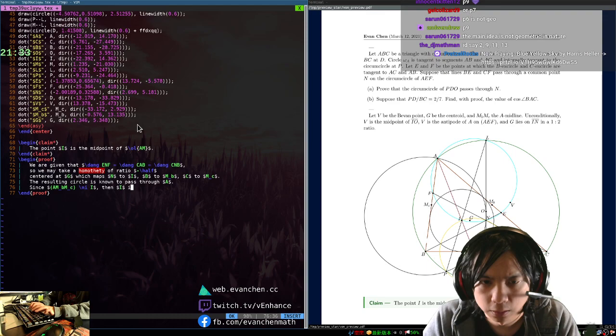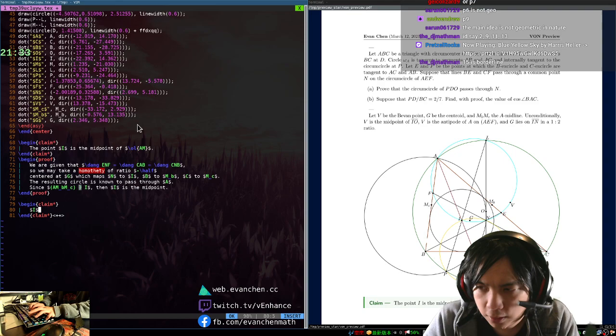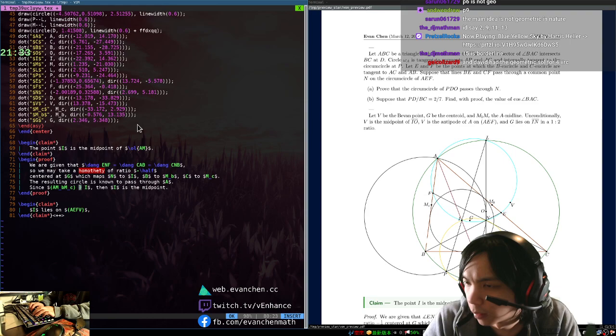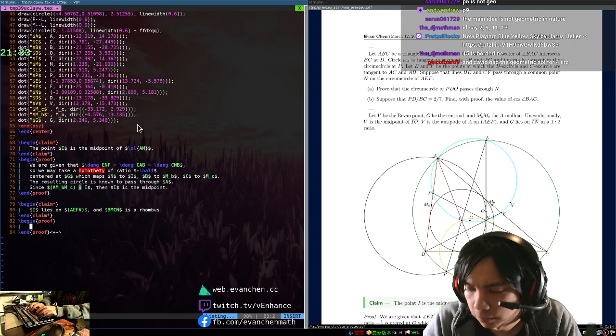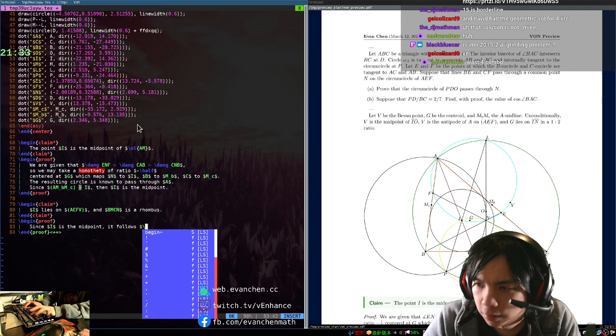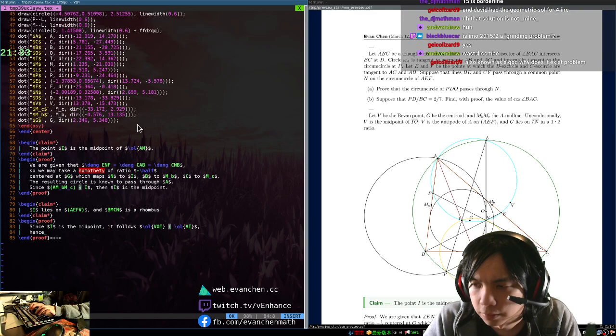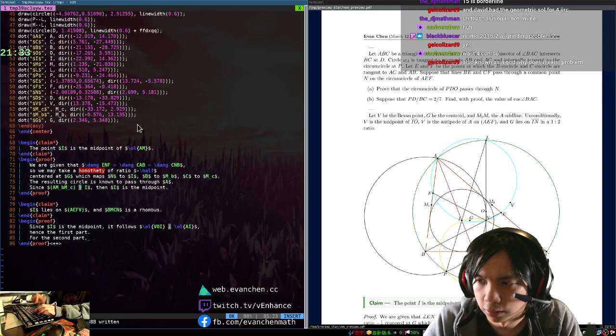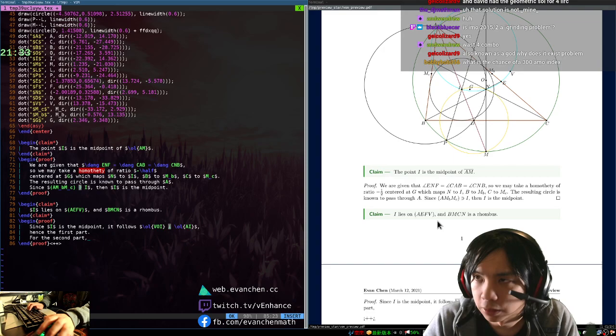Okay, and now claim: I lies on AEFV and BMCN is a rhombus. Okay, so since I is the midpoint, it follows V perp DE I, so hence the first part. For the second part, we let L be the arc midpoint.